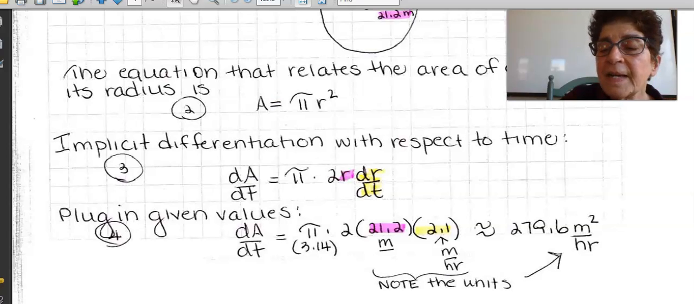Okay, so our final answer is 279.6 meters squared per hour as the rate of change of the area of this oil slick. That might be useful to any first responders who are coming to try to clean up the slick. They'll have some idea as to just how big it will be and how much material they need to bring with them to contain it.